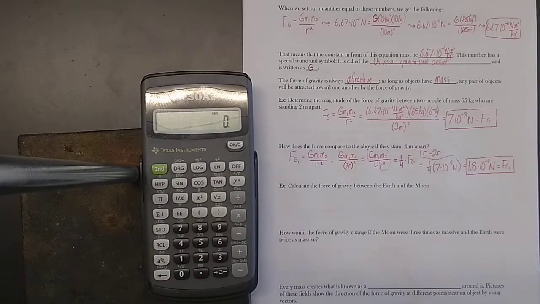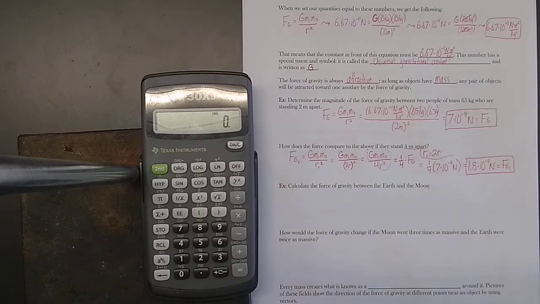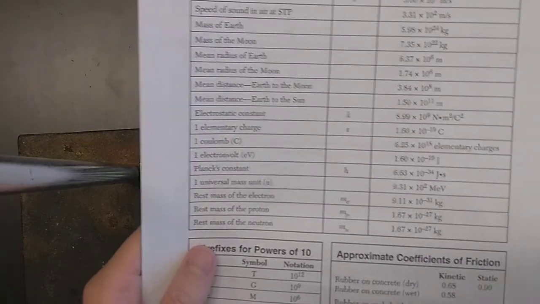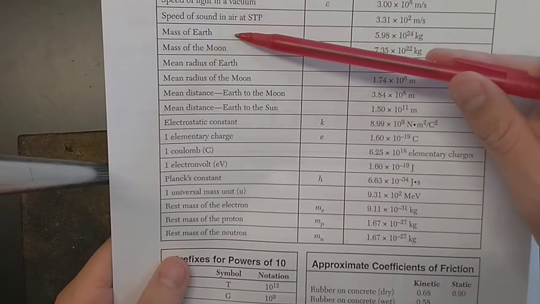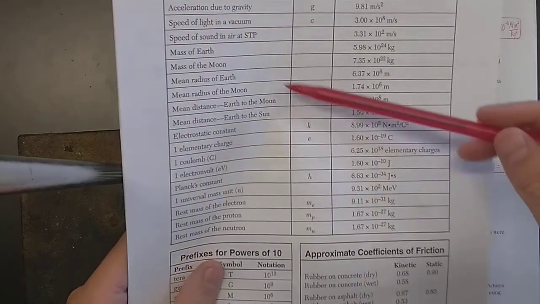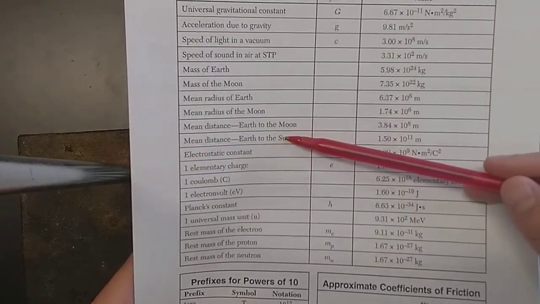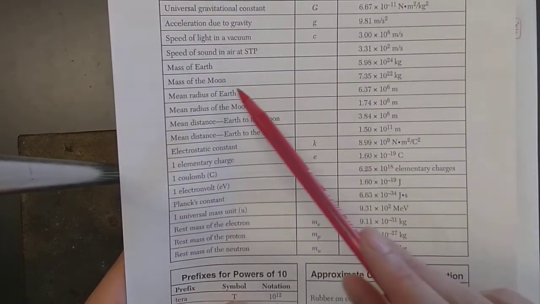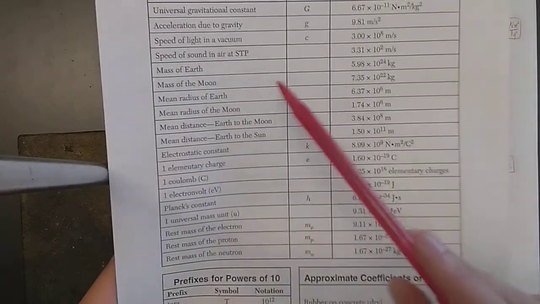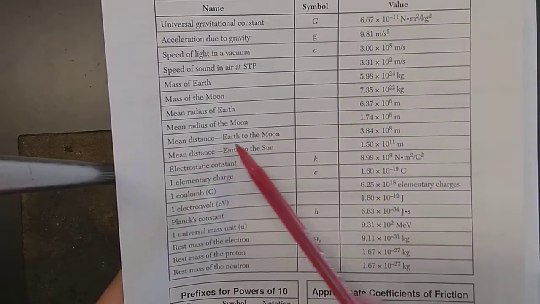Let's get some real numbers in here. Calculate the force of gravity between the Earth and the Moon. On the front of the reference table, about the 10th entry down, we have some masses and radii and distances that are useful for this unit. Mass of the Earth, mass of the Moon, mean radius of the Earth, so average radius of the Earth, average radius of the Moon, average distance from Earth to Moon, average distance from Earth to Sun.